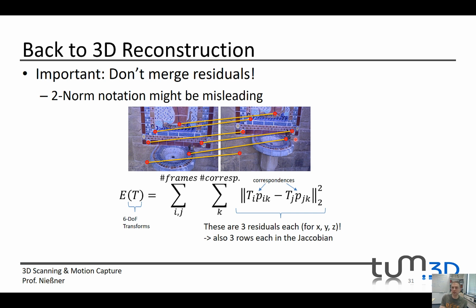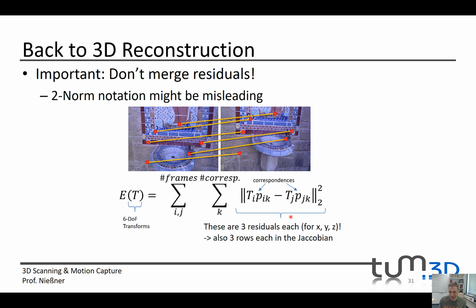Otherwise, your Jacobians just don't have the right information, the right partial derivatives in every x, y, and z direction accordingly, right? So these are 3 residuals each, and it's very important that you consider them as 3 residuals each. In the reprojection case, by the way, for bundle adjustment, there's 2 of them each, right? Because it's in x and y direction. You also need these 2. This is really, really, really important.